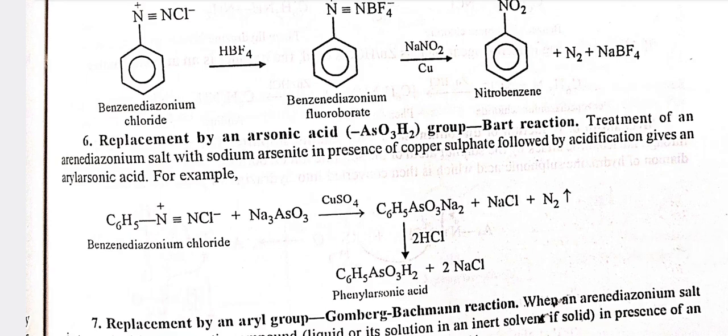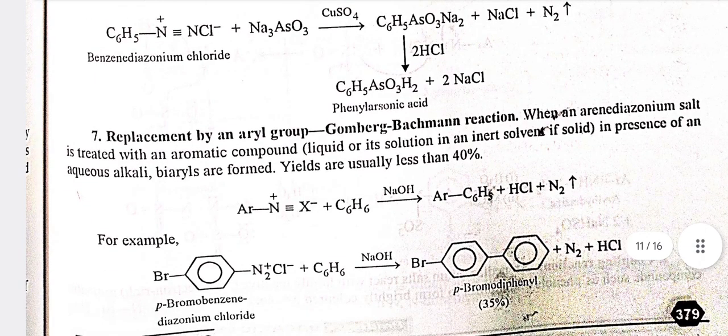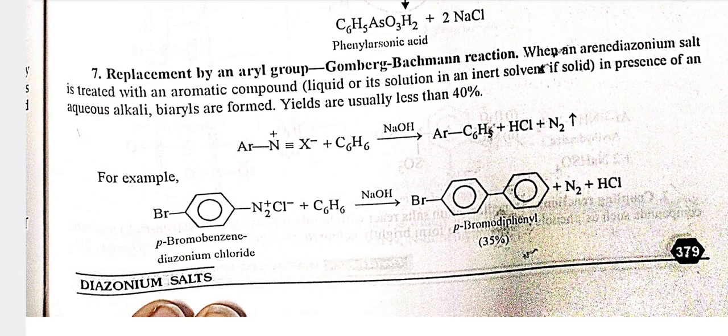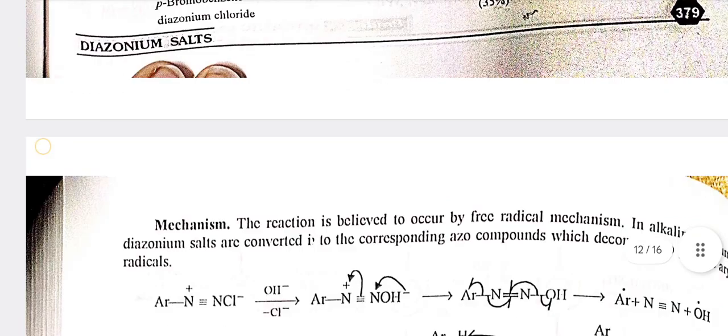Replacement by arsonic acid group. Bart reaction. Treatment of an arene diazonium salt with sodium arsenite in presence of copper sulfate, followed by acidification, gives an arylarsonic acid. Replacement by an aryl group. Gomberg-Bachmann reaction. When an arene diazonium salt is treated with an aromatic compound, liquid or its solution in an inert solvent if solid, in presence of an aqueous alkali, biaryls are formed. Yields are usually less than 40%.